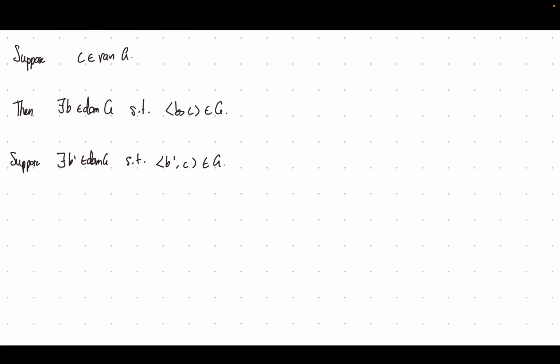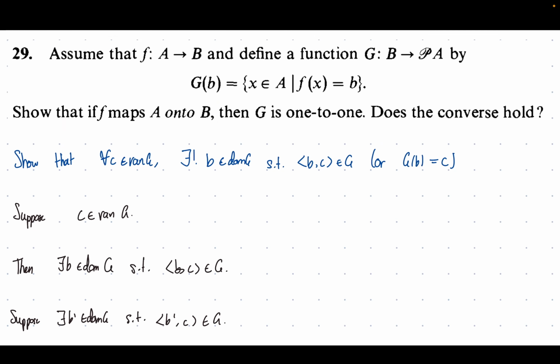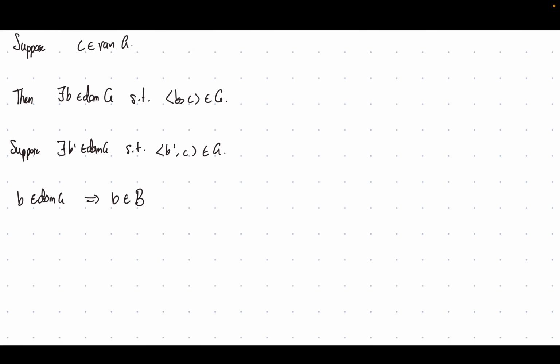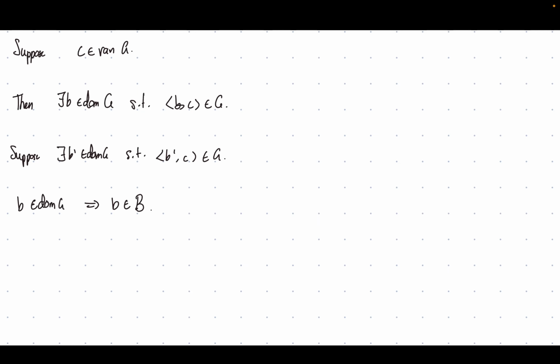So b being in the domain of g means that b is in B, because that is just how we define g. Similarly, b prime is also in B.